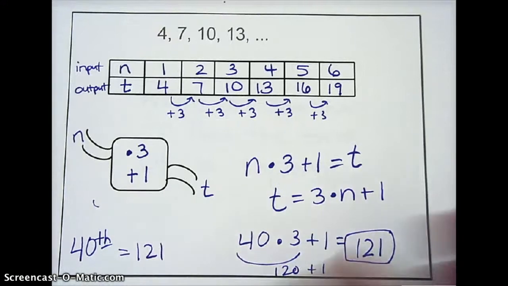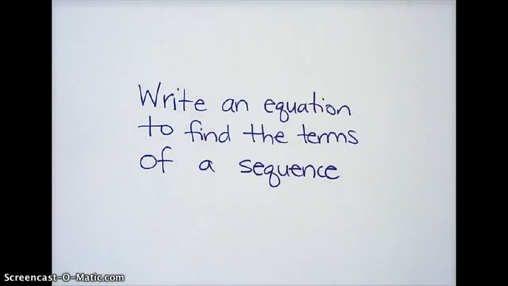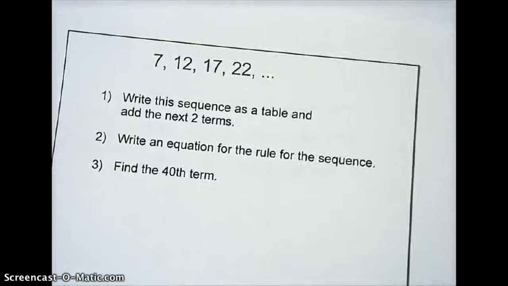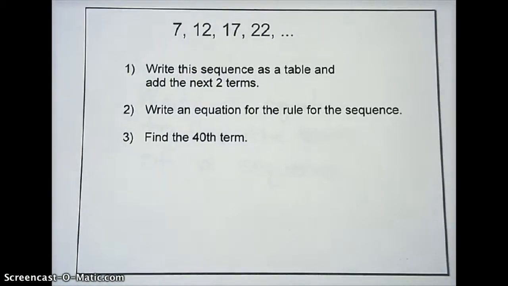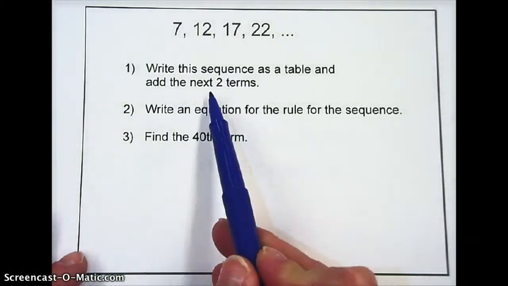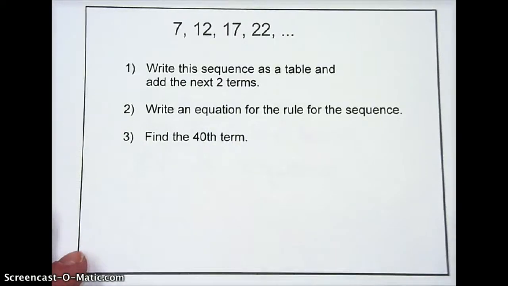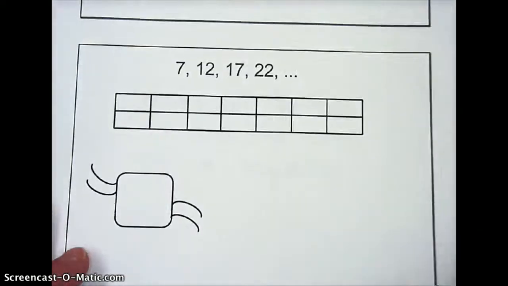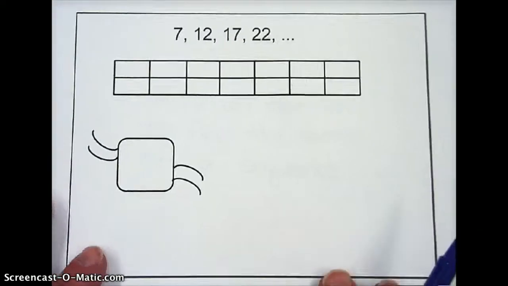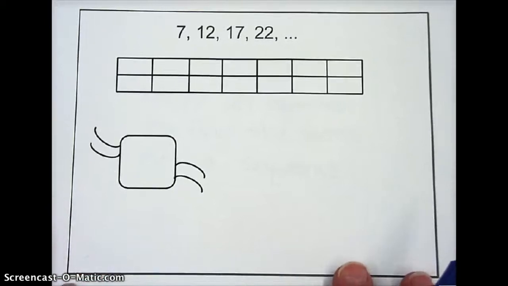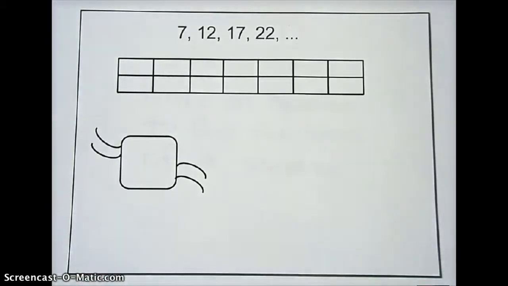Let's do another one, because they're so fun. How about this one? There's your sequence. Again, you're going to make a table, an equation, find the 40th term. Why don't you try to pause the video and do this by yourself and then come back and check to see if you did it right.